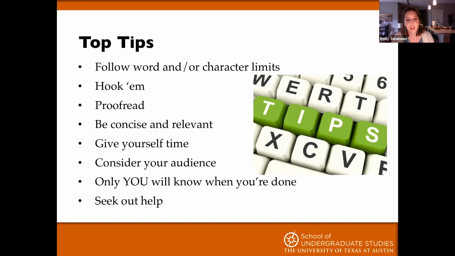Be concise and relevant. Again, short amount of space, short amount of time to write it. Be as concise as you can, get your point across, and be relevant to that major.